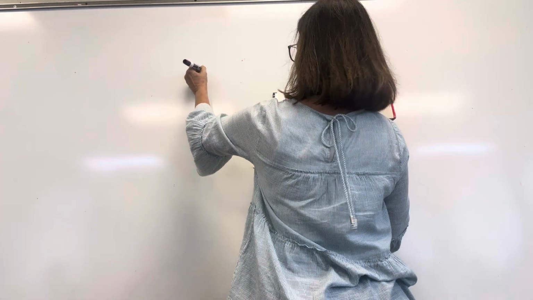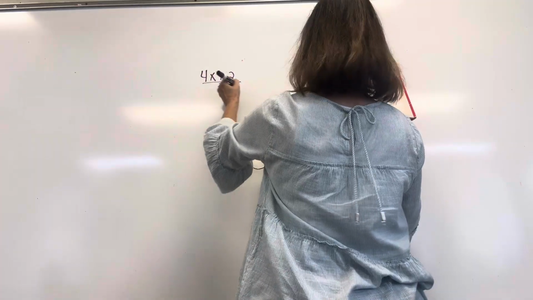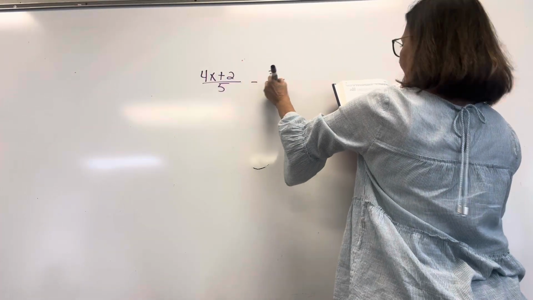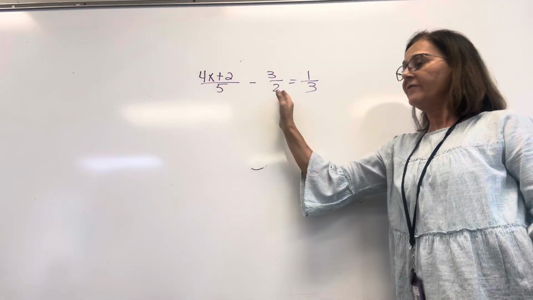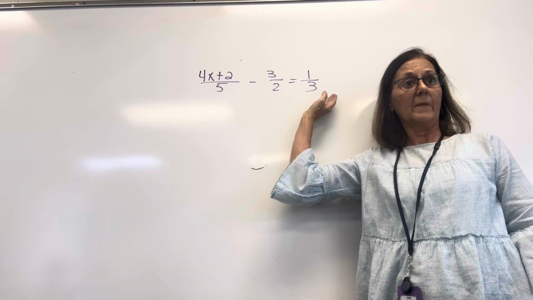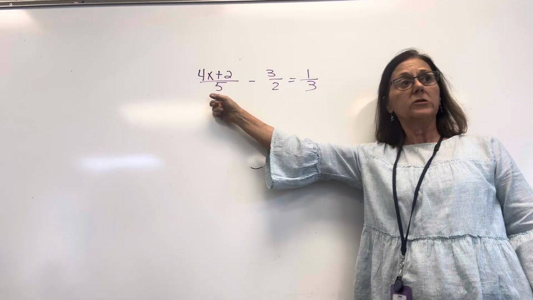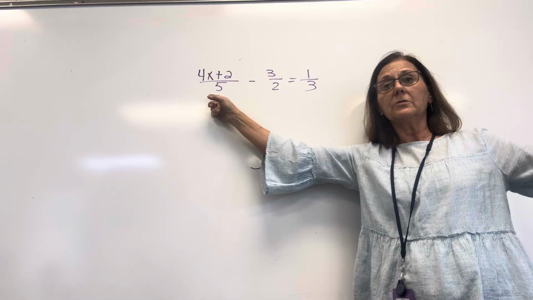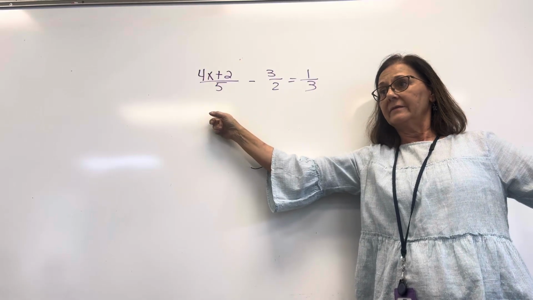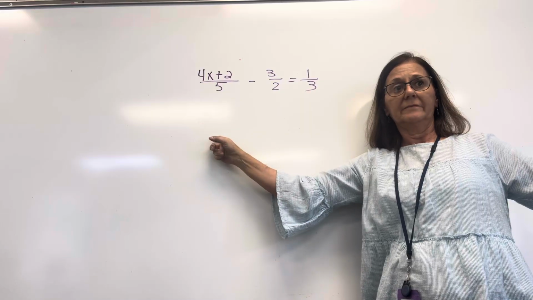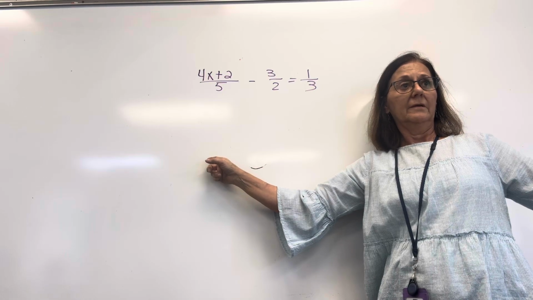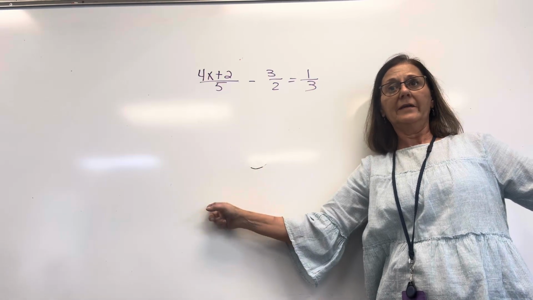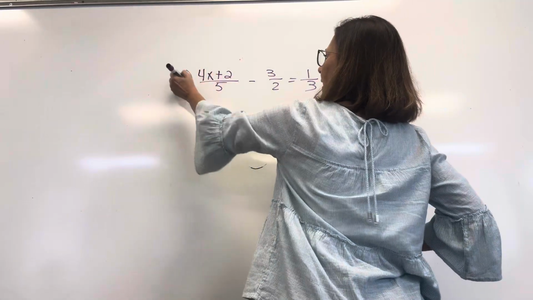So for example 2, we start out with 4x plus 2 over 5 minus 3/2 equals 1/3. I look at my denominators. I have 5, 2, and 3. I'm going to begin counting multiples of 5 and ask myself, do 2 and 3 also go into them? So 5, 10. 2 and 3 go into them? 15. Does 2 and 3 go into them? 20. Does 2 and 3 go into them? No. 25. 30? Yes. 30. So I'm multiplying every term by 30.